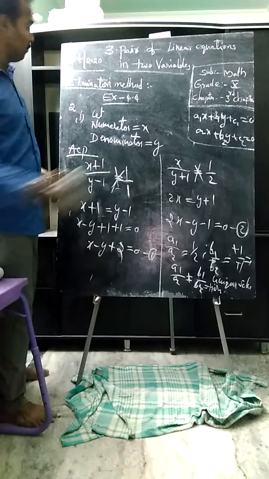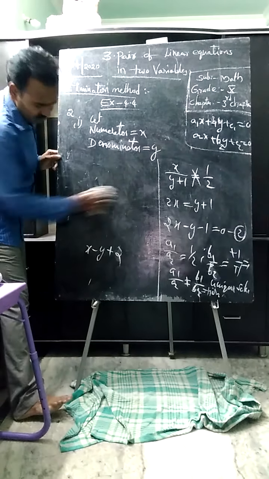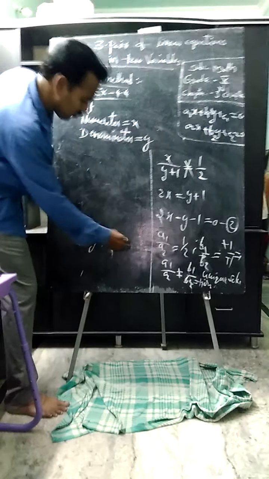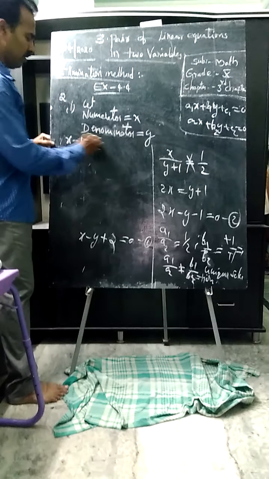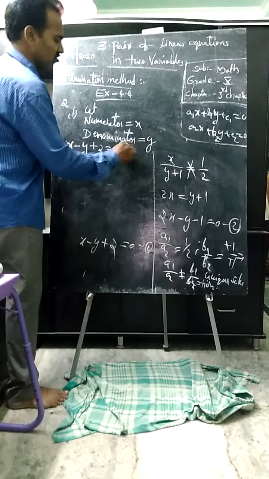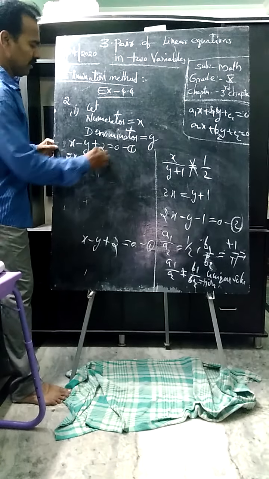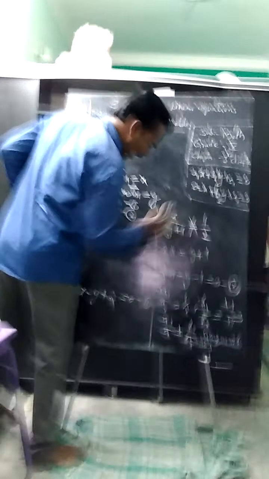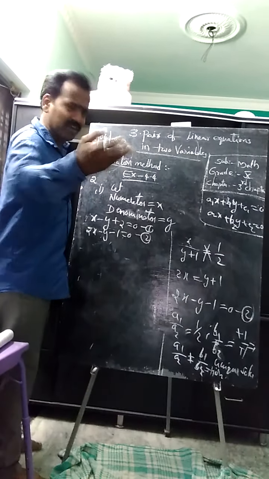Now we will apply the elimination method to solve this pair of linear equations in two variables. What are the equations we have? Equation 1: x minus y plus 2 is equal to 0. Then equation 2 is 2x minus y minus 1 is equal to 0. Here now you have the elimination method, I mean eliminating one variable.